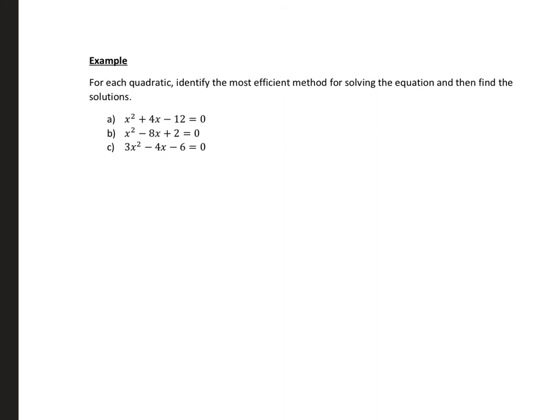So whenever we're solving quadratics, the first thing to check is, does it factorize? So the first one, x squared plus 4x minus 12, that does factorize into x plus 6, x minus 2 equals 0. So the first bracket gives x equals minus 6, and the second bracket gives x equals 2.